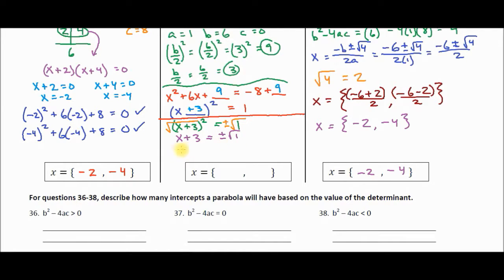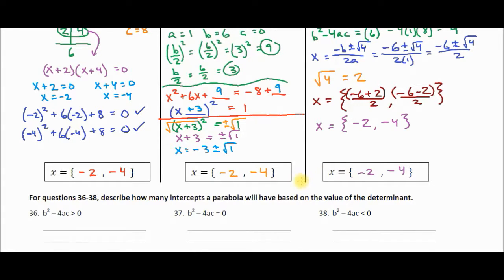Move the 3 to the other side, and we end up with x equals negative 3. You move the positive 3 over to the other side of the equal sign. It's negative 3 plus or minus the square root of 1. Let's put that in our calculator. Negative 3 plus the square root of 1 is going to be negative 2. And negative 3 minus the square root of 1 is going to be negative 4. That matches our other answers. So we are good to go.